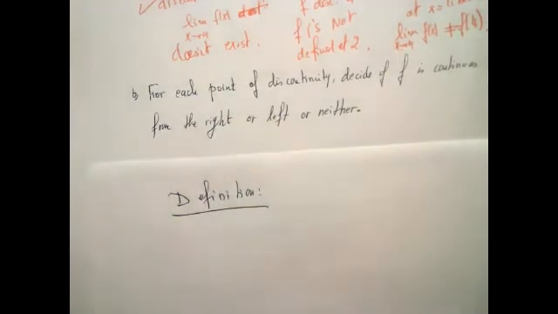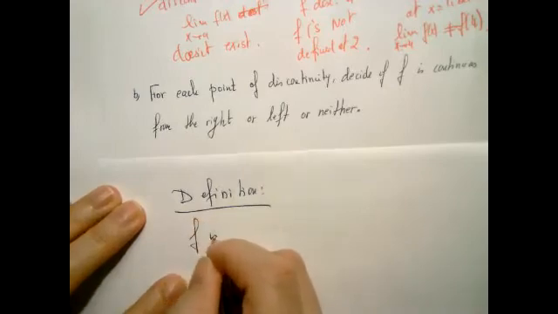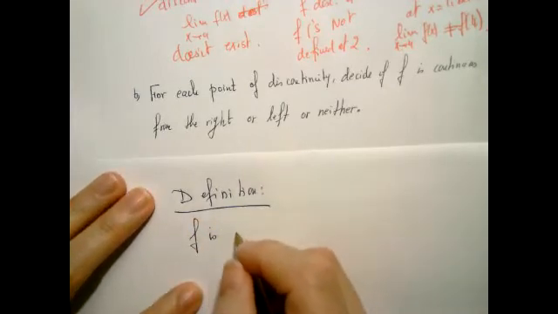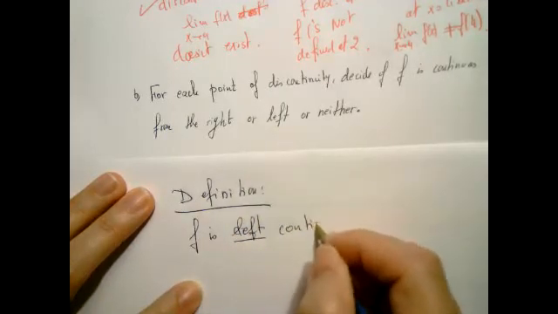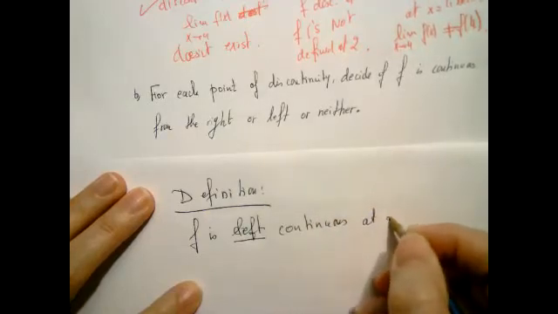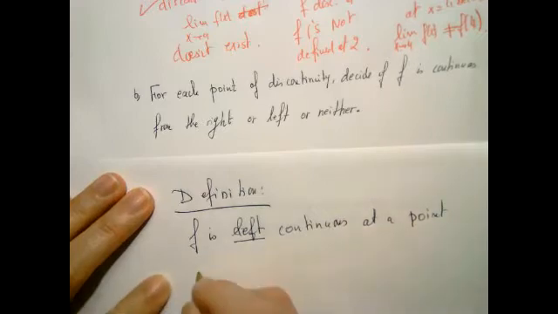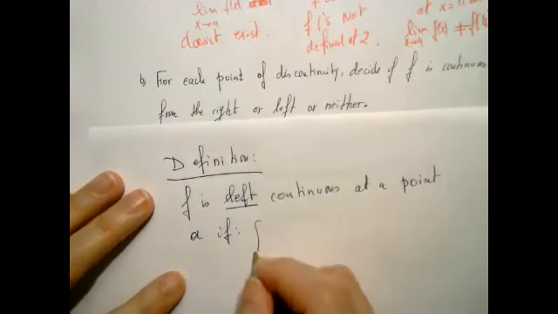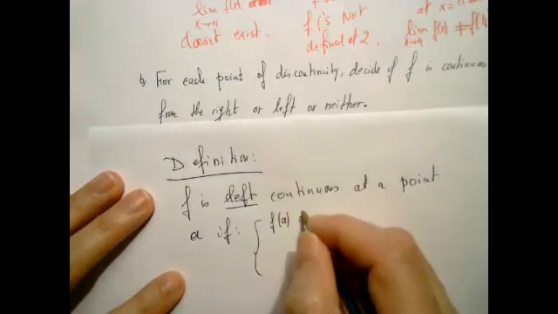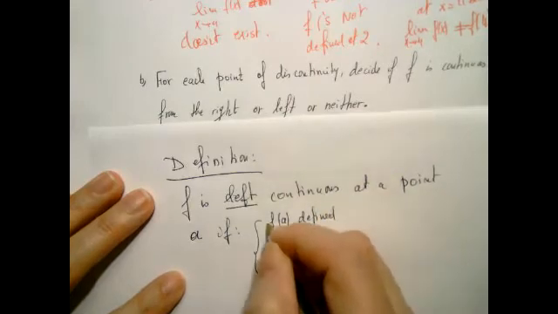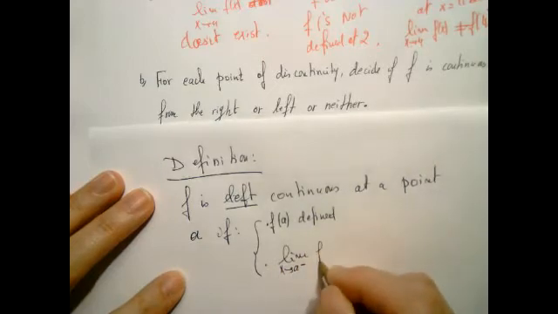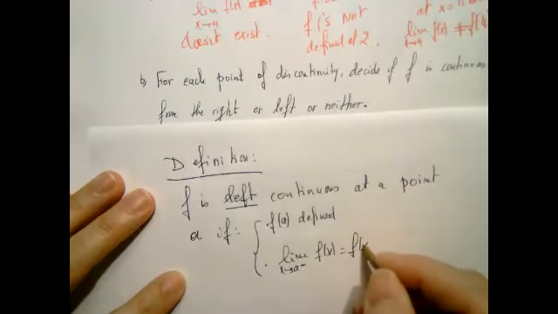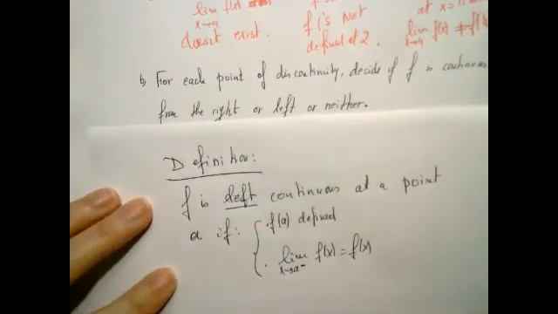Okay. We say that a function f is left continuous at a point A if the function is defined at A, so f of A is defined, so we definitely need an output there, but only the left limit coincides with the actual value of the function. So we don't care about what's happening from the right. So that's what left continuous is.